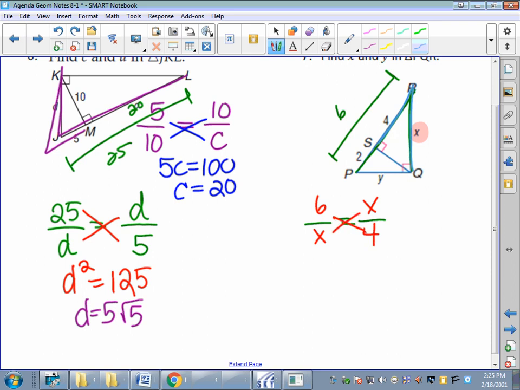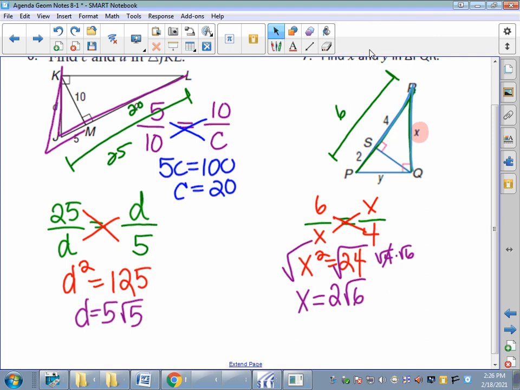Cross multiply this guy, I get x squared equals 24, square root. So x is exactly equal to, what's that going to be, 4 times 6 under the square roots? So 2 square roots of 6. If I were going to a rounded answer, that's going to be something like, I don't even know what that's going to be, 4.9 something.